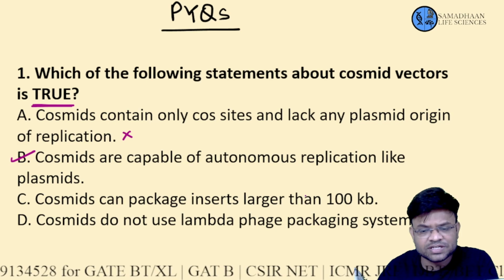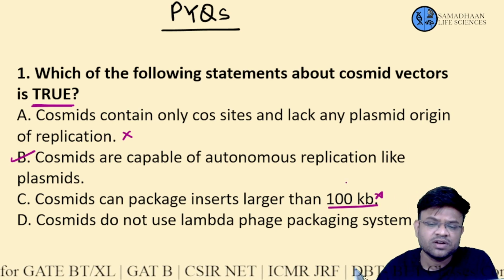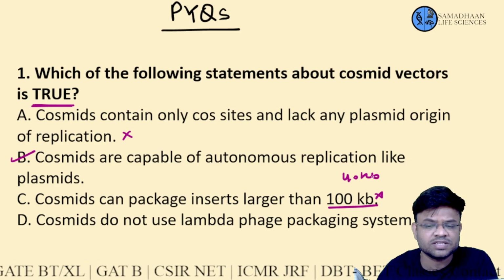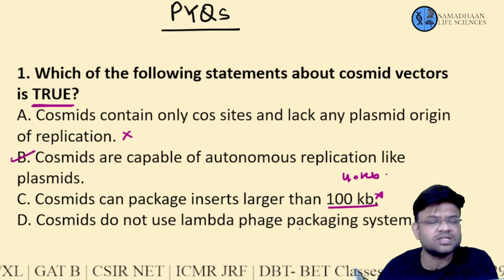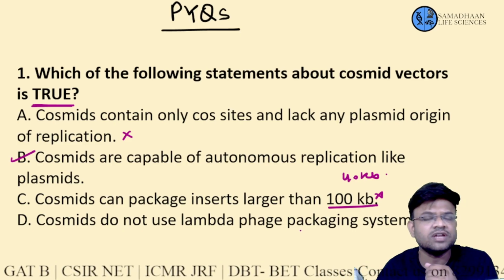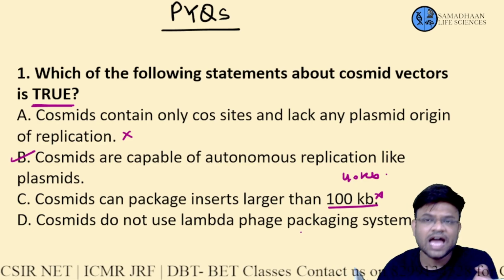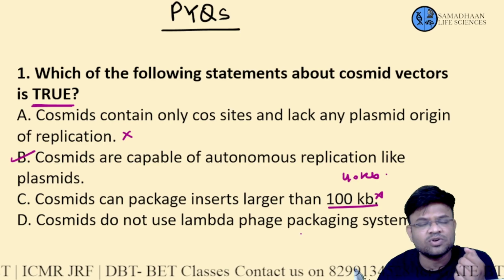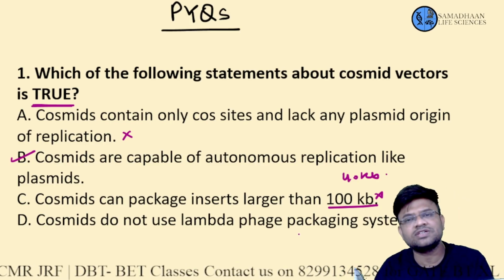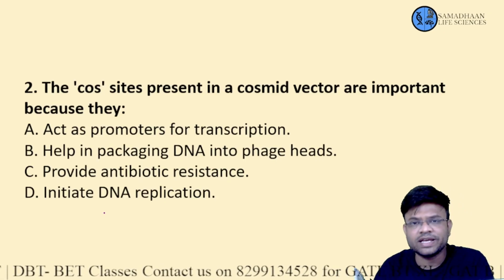Cosmids can package insert size larger than 100 kb. No, this is false. Roughly around 40 kb can be inserted. Cosmids do not use lambda phage packaging system. This is also wrong. Cosmids actually use lambda phage packaging system, because you remember we have talked about the terminase enzyme, we have talked about the genes that are responsible. So yes, lambda phage packaging system is used. So the correct option is B. Let us now move on to the next question.